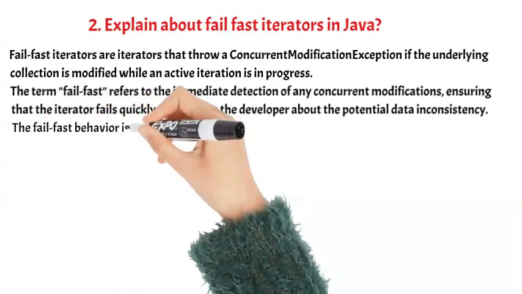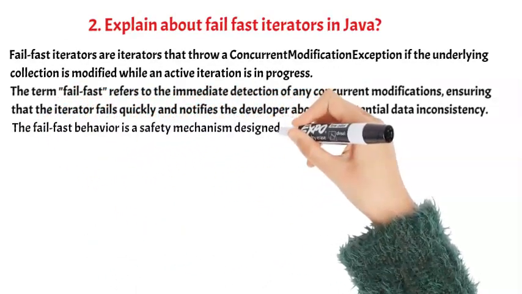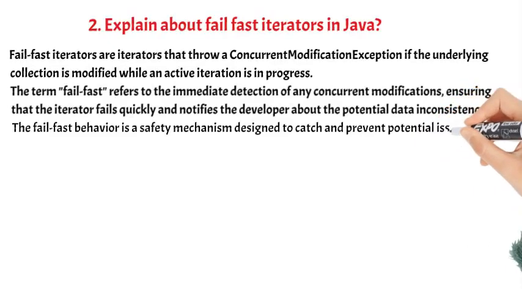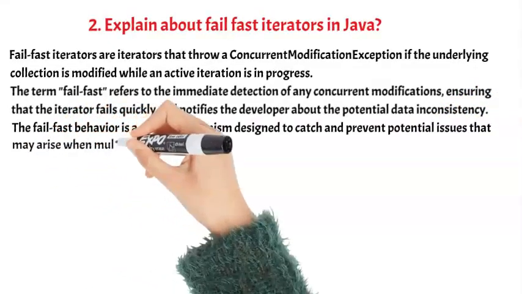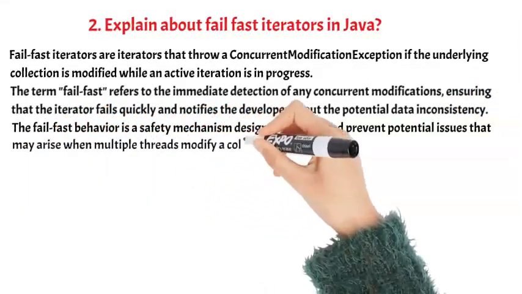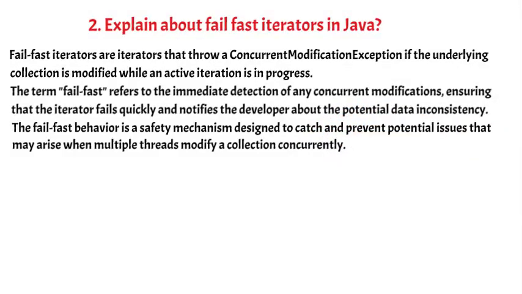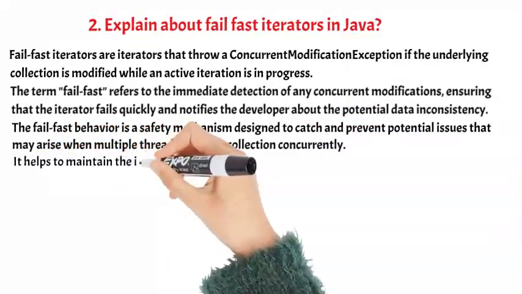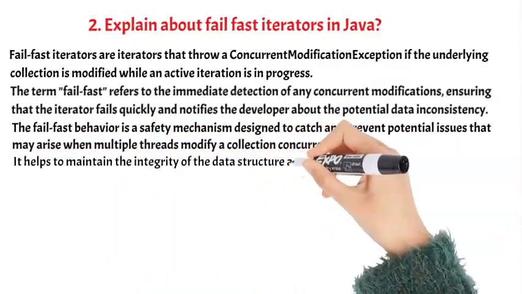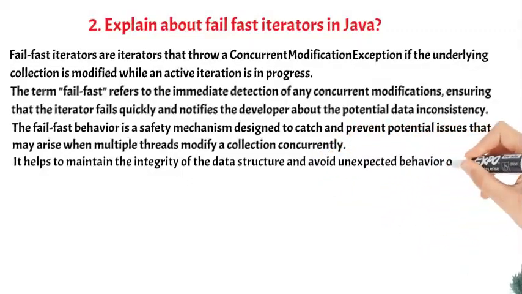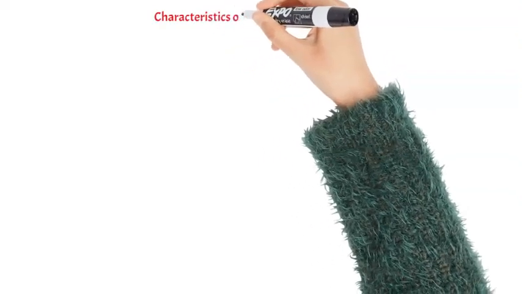The fail-fast behavior is a safety mechanism designed to catch and prevent potential issues that may arise when multiple threads modify a collection concurrently. It helps to maintain the integrity of the data structure and avoid unexpected behavior or data corruption. Key characteristics of fail-fast iterators.